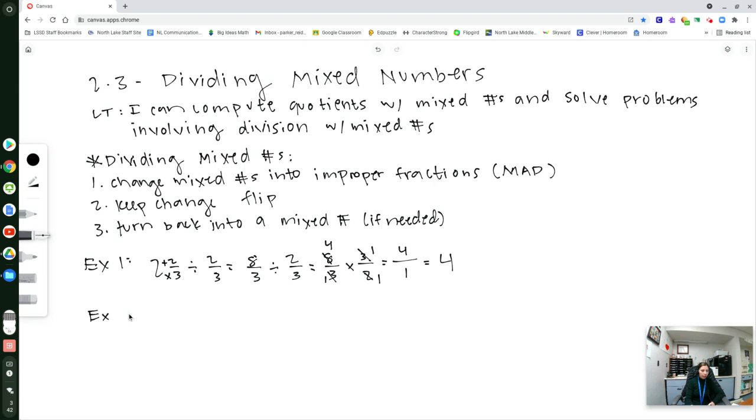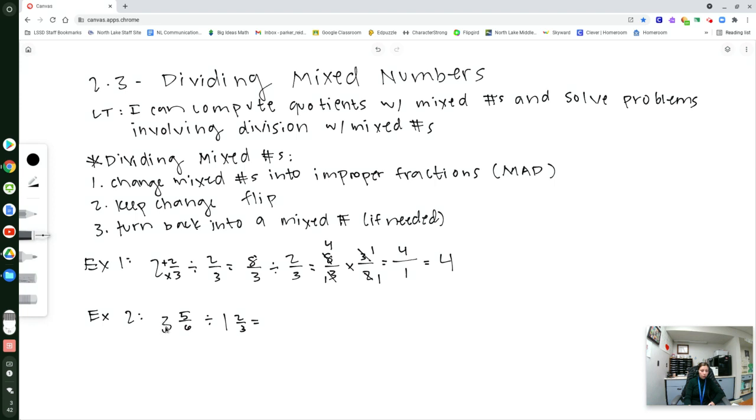All right, let's try that again in example 2. This time we have 3 5/6 divided by 1 2/3. So step 1, turn any mixed numbers into improper fractions. We're going to have to do that twice here.